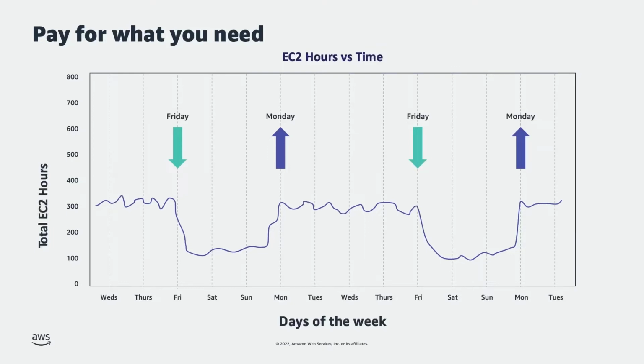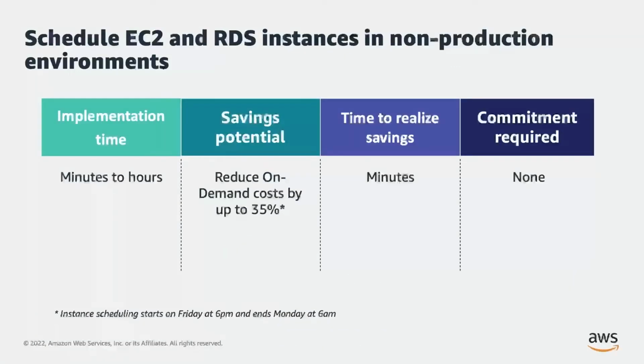Our recommendation is to start using the AWS Instance Scheduler to reduce your on-demand EC2 and RDS cost as soon as you identify all the, let's call it, eligible resources. It takes minutes to hours to implement, depending on the environment, the size, the complexity. Customers who use the solution to shut down instances from, let's say, Friday 6 p.m. to Monday 6 a.m. can save up to 35% compared to running those instances all week long.